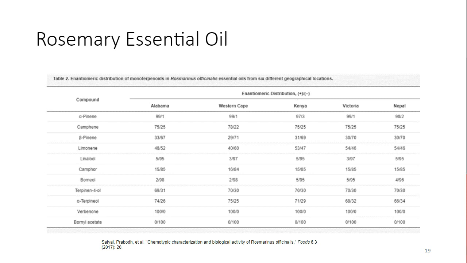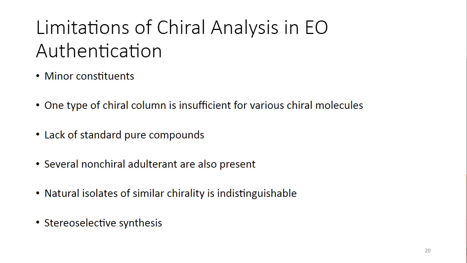And of course, like other analytical techniques, this technique is not perfect for minor co-eluting constituents, since it shows larger standard deviation and sometimes they are undetectable. None of the chiral columns is perfect for all types of chiral oil molecules, so you need to use multiple types of chiral columns. Pure enantiomeric compounds are not easily available in the market as standards. So sometimes you have to isolate them on your own, which is quite not easy.